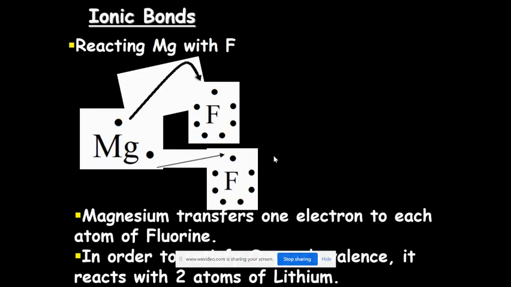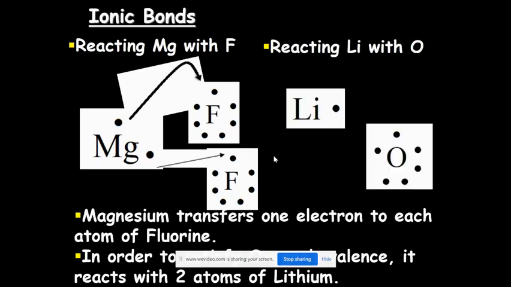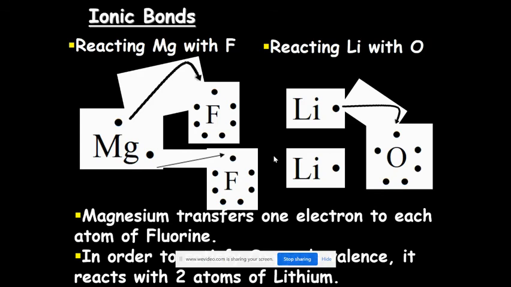Along the same lines, we can react lithium with oxygen. We would start with a Lewis dot diagram of both elements. And since we have an oxygen with 6 valence electrons trying to get to 8, we would then need to react this with 2 atoms of lithium, each giving up 1 electron for oxygen to make 8. And since they only had 1 valence electron, getting rid of it actually makes their inner electrons count as the full valence shell now.